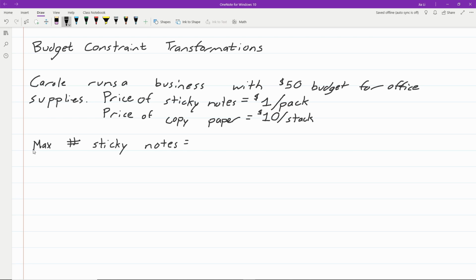So the max amount of sticky notes that she can buy is her $50 budget divided by the $1 per pack of sticky notes. So that means 50 packs of sticky notes. Then for the max number of copy paper, we take the $50 budget, divide by the $10 per stack. That means, of course, she can afford 5 stacks of copy paper, right? So let's draw this out on a graph.